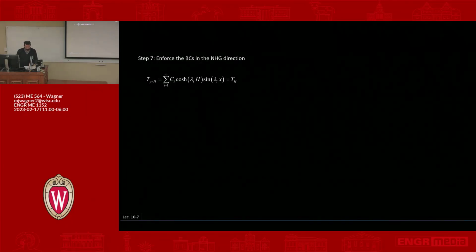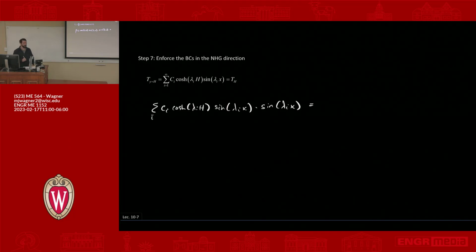Okay, so continuing on with step 7, let's enforce these boundary conditions. We're trying to solve for the constants. So we have our temperature function there. We're going to take our function, which is now the sum over i of Ci cosh of lambda i h times sine of lambda i x. And we need to multiply that by the eigenfunction, which is just the sine function again. So that's now times sine of lambda i x.